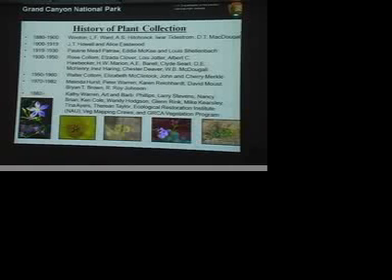Plant collection. There's a long history of plant collection in Grand Canyon. It goes back to 1880, and it continues today. There have been a wide breadth of folks, both men and women, who collected within Grand Canyon.